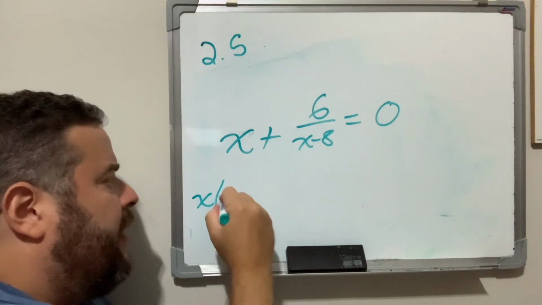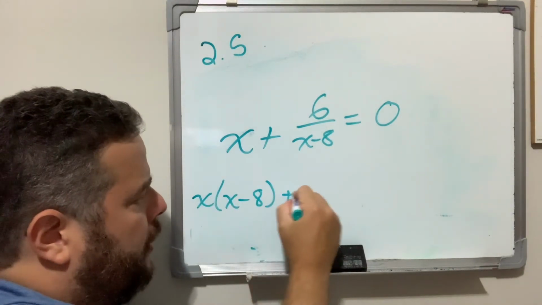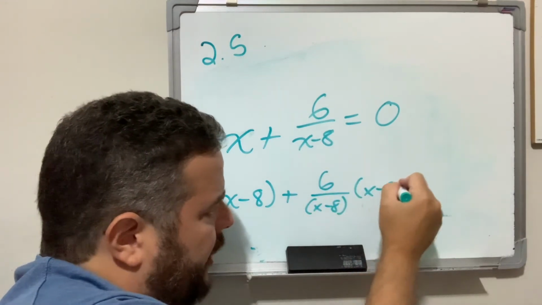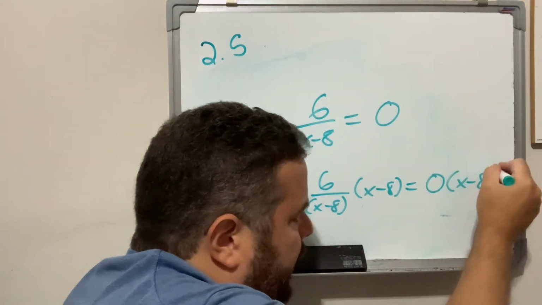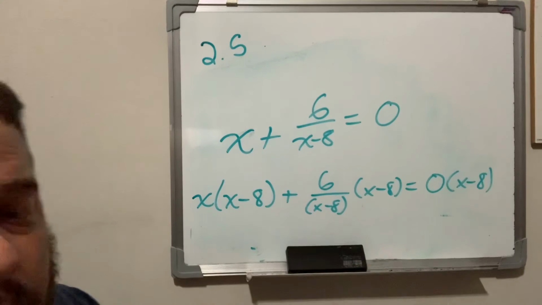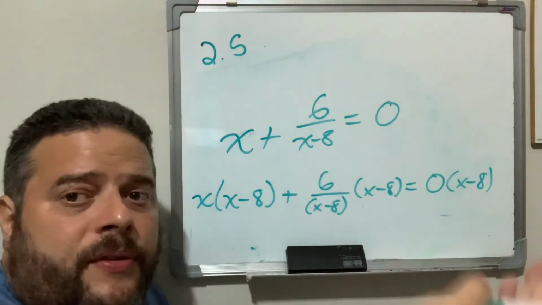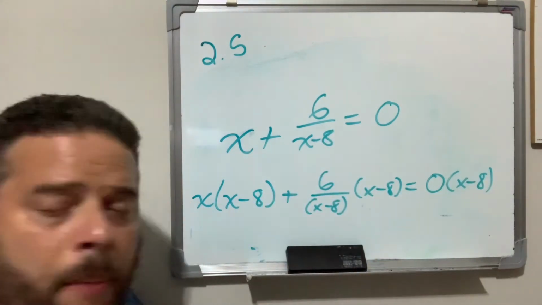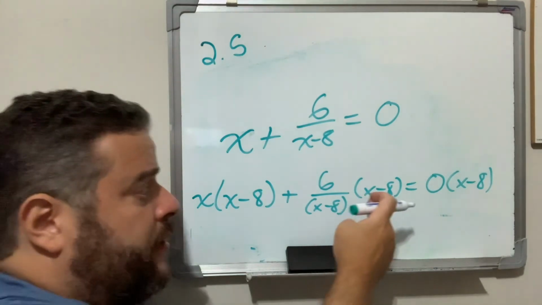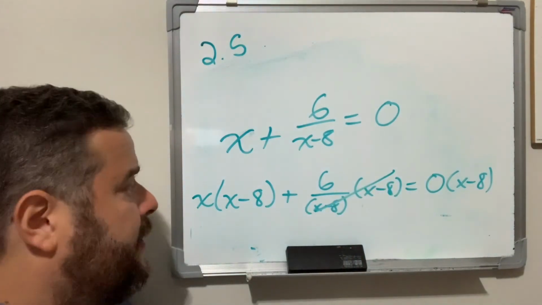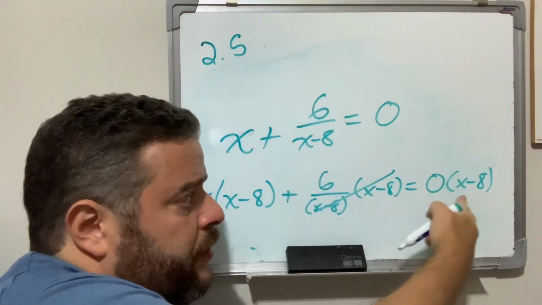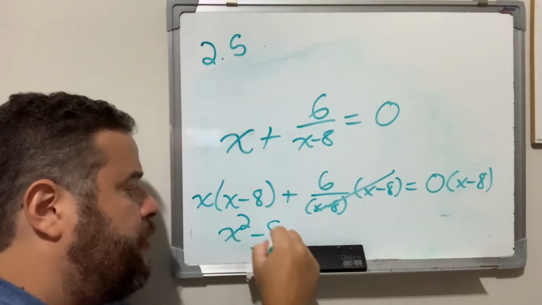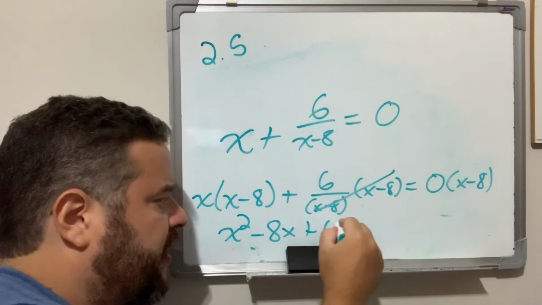So I would end up with x minus 8 plus 6 over x minus 8 times x minus 8 equals 0 times x minus 8. Notice I multiplied x. Again, this is an equality. You can add whatever you want to both sides. You can divide, you can multiply. So here I multiplied by this term, both sides, to get rid of the denominator. So I'm actually going to get rid of that, and I'll be left with this plus this equals 0 because this cancels out. x times x is x squared. x times negative 8 is negative 8x plus 6 equals 0.